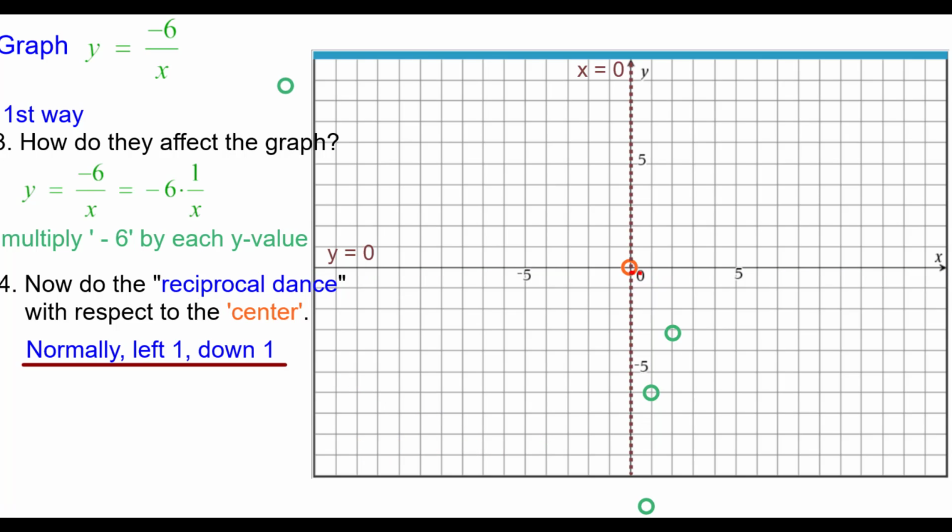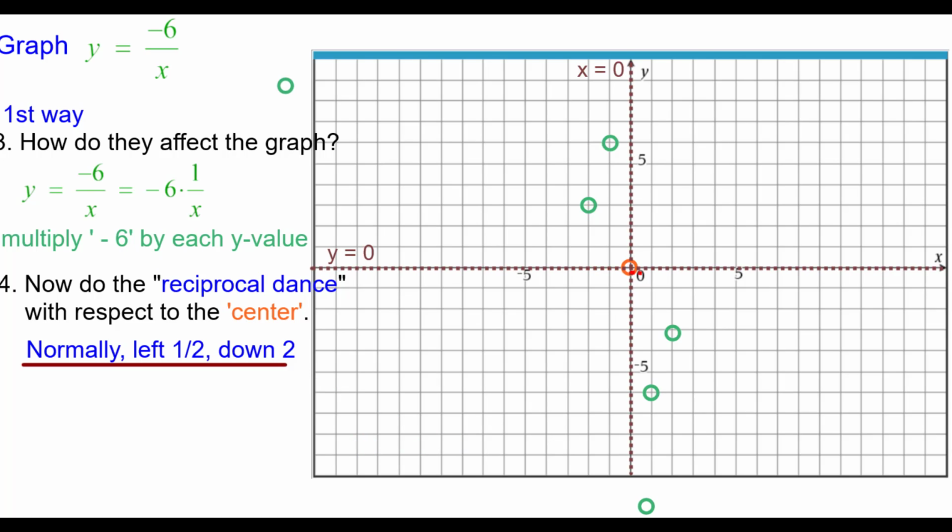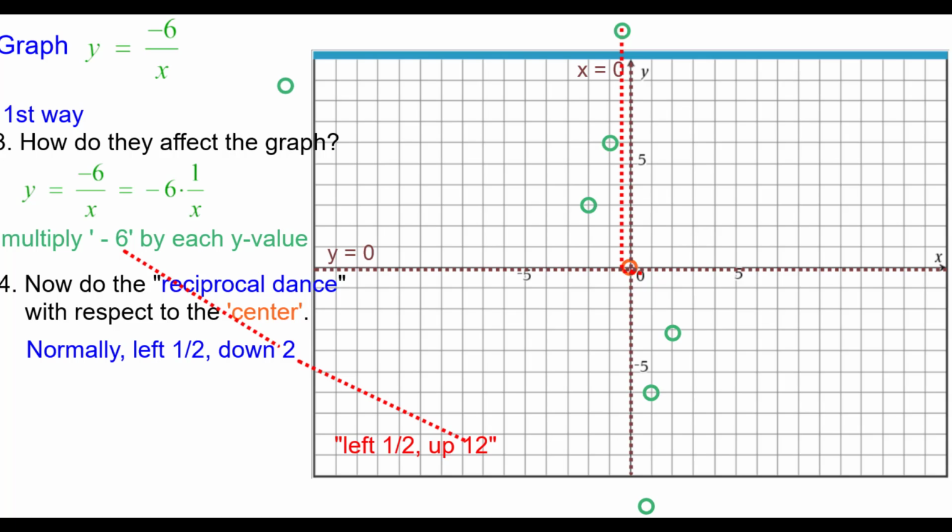On the other side, left 1, down 1 normally. This time it'll be left 1, up 6, because -6 times -1 will be +6. Normally left 2, down 1/2 will become left 2, up 3. -6 times -1/2 is +3. And left 1/2, down 2 becomes left 1/2, up 12. Because -6 times -2 is +12.